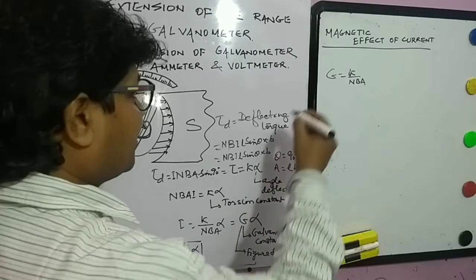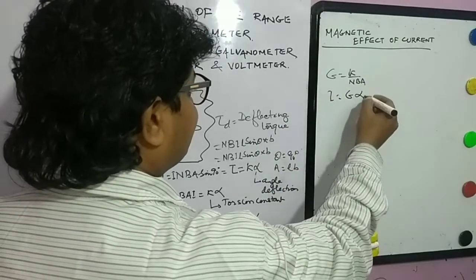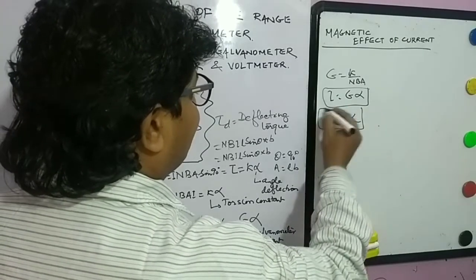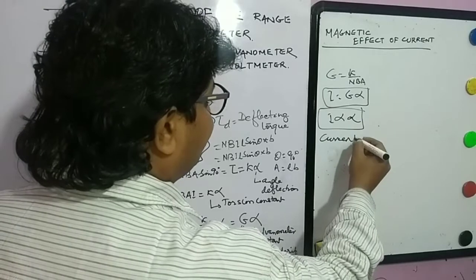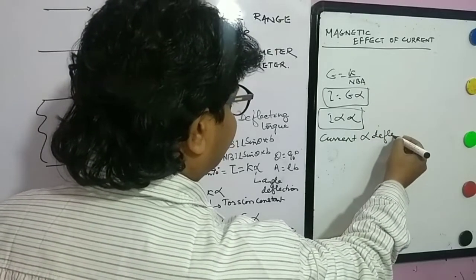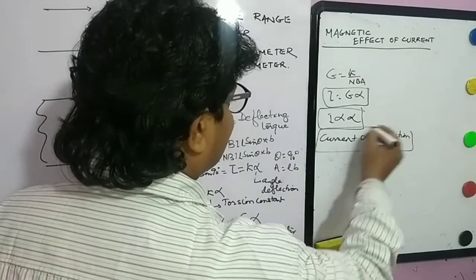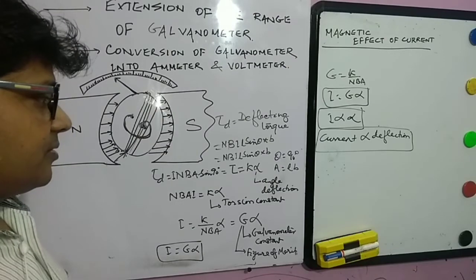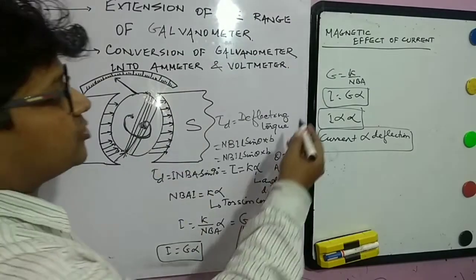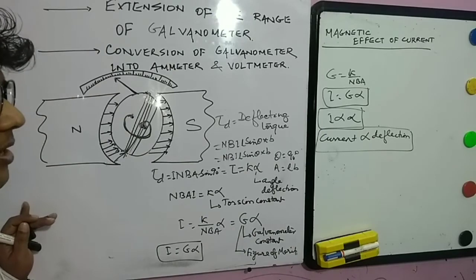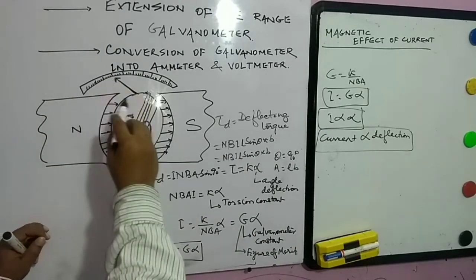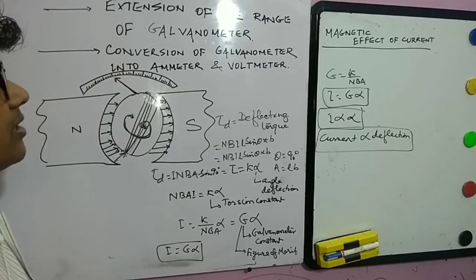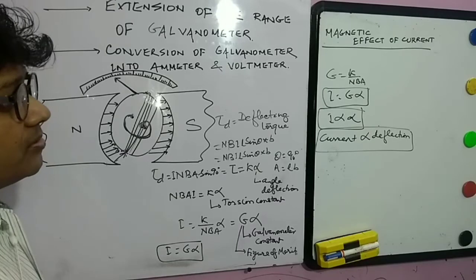So I will be equal to G into alpha. It means I is directly proportional to alpha. It means current will be directly proportional to deflection. The more the current, the more the deflection will be here, right? So this is the expression for the galvanometer as we all know it. So now the topic is extension of the range of the galvanometer and conversion of the galvanometer into ammeter and voltmeter, right? So this is our topic.